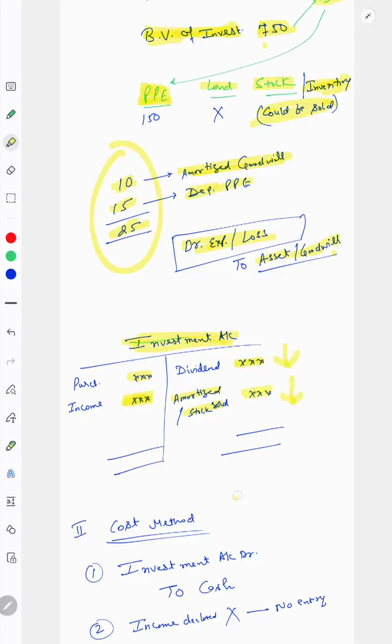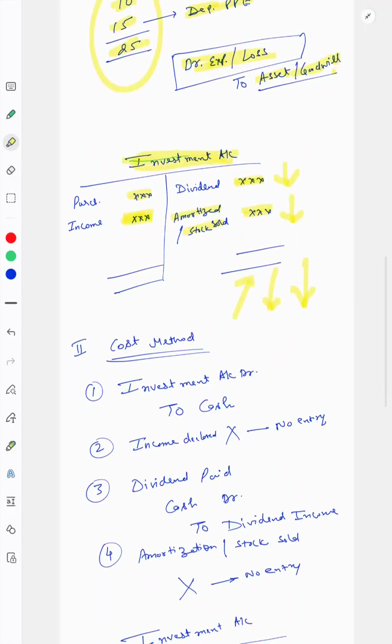Okay, so investment will further increase as the company value increases, and will go down as the company value goes down, or on the basis of dividend declared, dividend paid, and the amortization of the stock. So based on the investment value, this investment account will fluctuate.